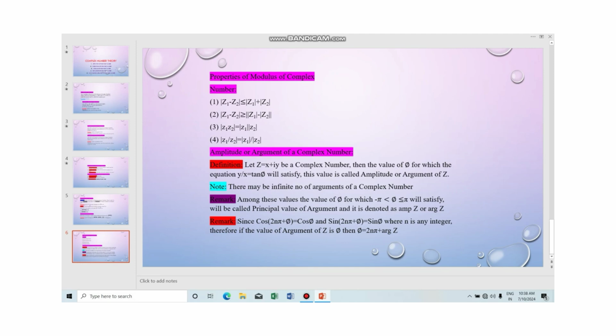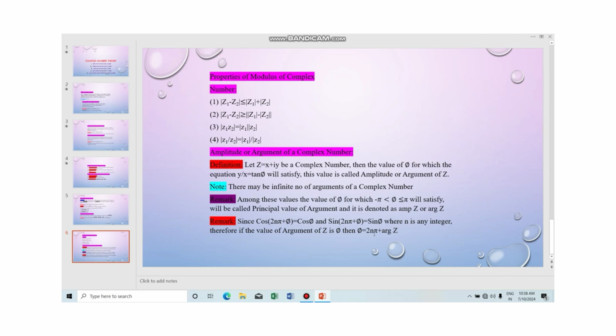Now some remarks. Among the values of phi for which minus pi less than phi less than or equal to pi is satisfied, that will be called the principal value of the argument, and it is denoted by amplitude of z or argument of z. Remark. Since cos of 2n pi plus phi equals cos phi and sine of 2n pi plus phi equals sine phi, where n is any integer, therefore if the value of the argument of z is phi, then phi equals 2n pi plus argument of z.